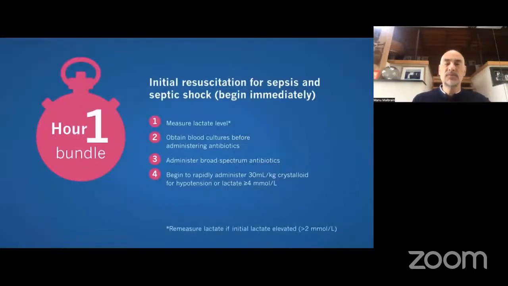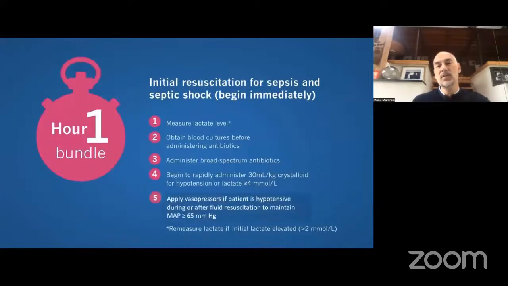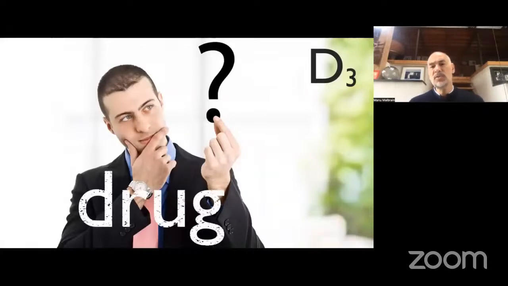So if we go back to the Surviving Sepsis Campaign guidelines, we need to measure lactate and so forth and administer rapidly 30 ml per kilo crystalloids. So the 3-hour bundle has changed to a 1-hour bundle and has been added that we can also think of adding vasopressors. So let's move to D3, which is about the drug.